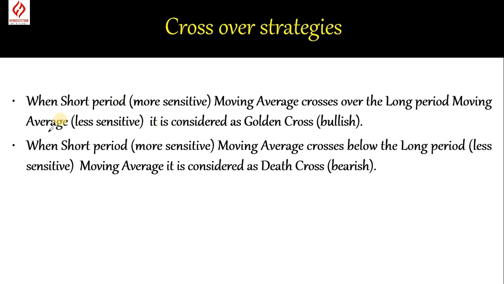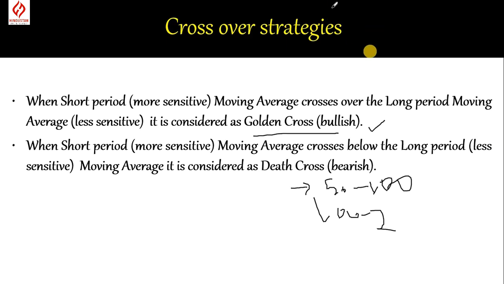See, crossover strategies are nothing but when a short period, more sensitive moving average crosses over the long period moving average, then it is considered as a golden cross. It is bullish. See, there are various combinations of moving average that you can use, and it purely depends upon what kind of trading you are doing, right? Suppose you are a long term trader, then you can use long term moving average. Let's say 50 to 100 or 100 to 200 moving average you can use.